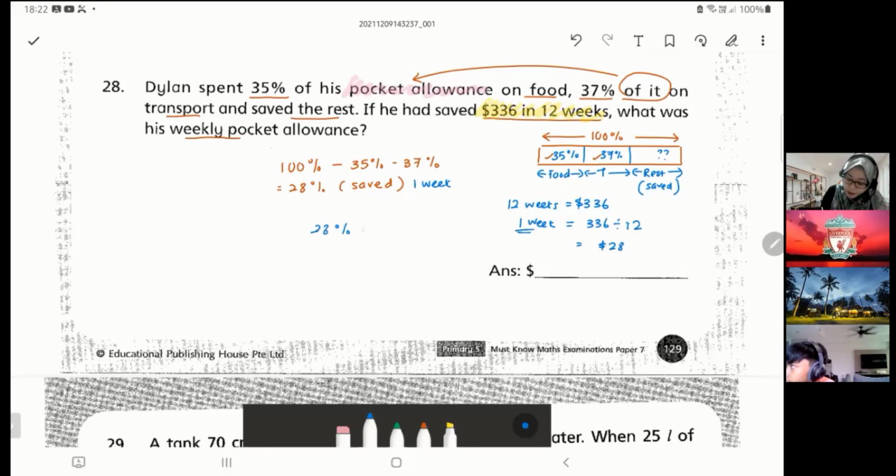28% is $28. I want to find his monthly and his weekly pocket allowance, which is how many percent? 100%. Okay, so if you want to find 1%, you may. How to find 1%? 28 divided by 28 equals 1. If not, you can just skip this.